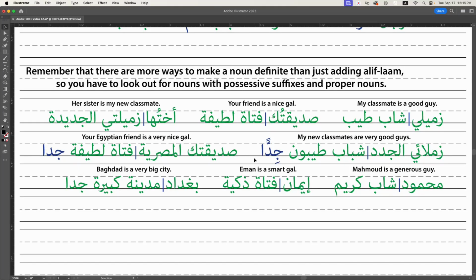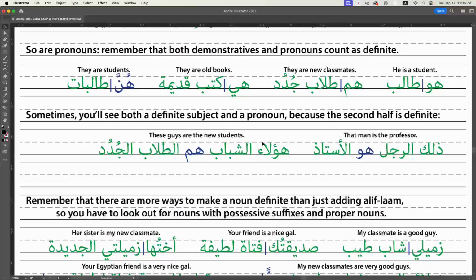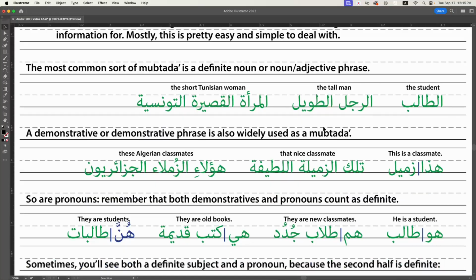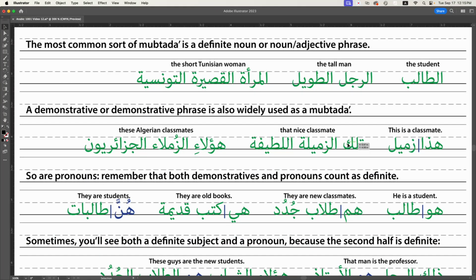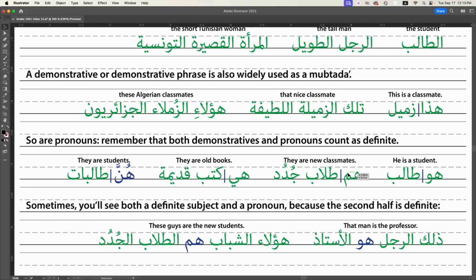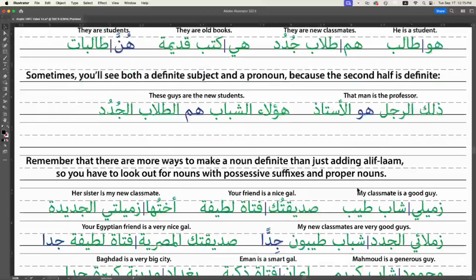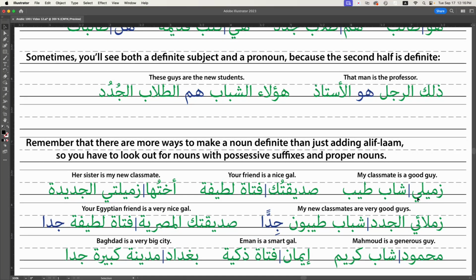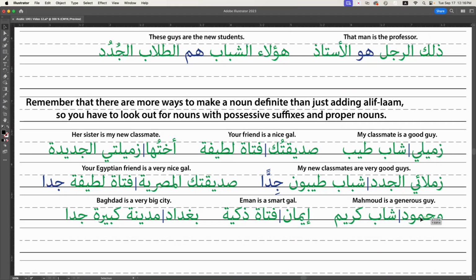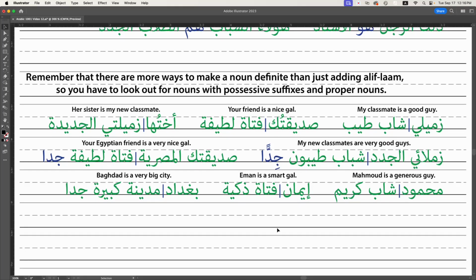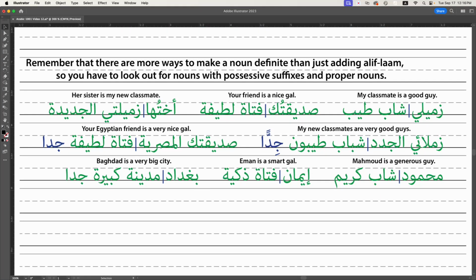So none of this is truly rocket science, but it's useful to have it all laid out here, that you can begin with nouns or noun adjective phrases, you can begin with demonstratives or demonstrative phrases, you can begin with pronouns. Sometimes you'll have both a noun adjective phrase and a pronoun, and then you've got to look out for the possessive suffix because it makes the noun definite without adding alif lam. You've got to recognize names, especially when the names are everyday words in the language, and that can be kind of a challenge. Capital letters are wonderful things, and I kind of wish Arabic had them.